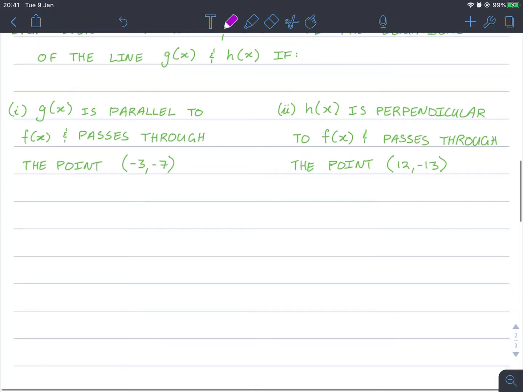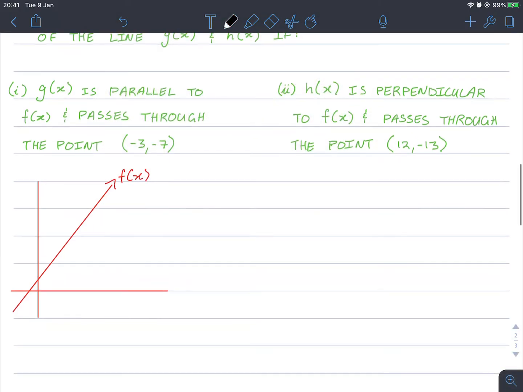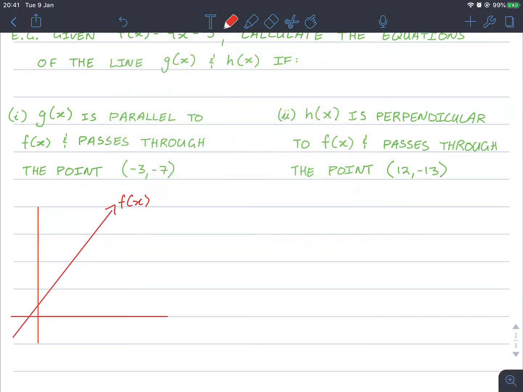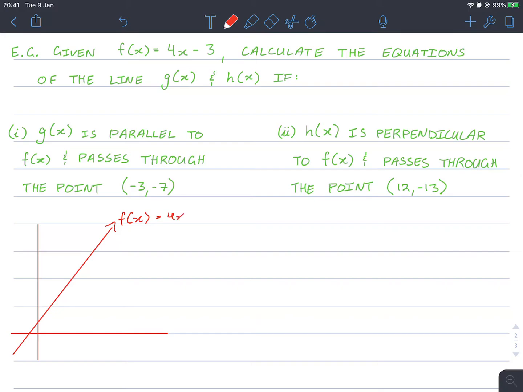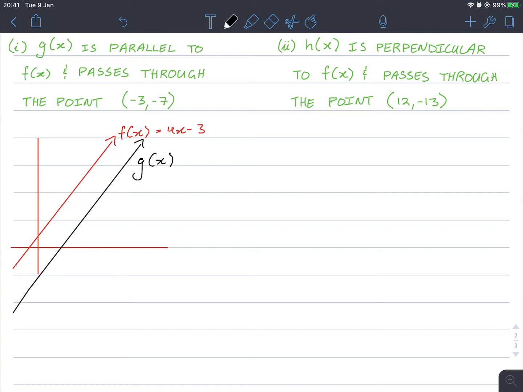So here is, for example, f of x in red. Sorry, f of x is equal to 4x minus 3. We want g of x so that g of x is parallel to f of x. But we also have to make sure that the line g of x passes through the point -3, -7.